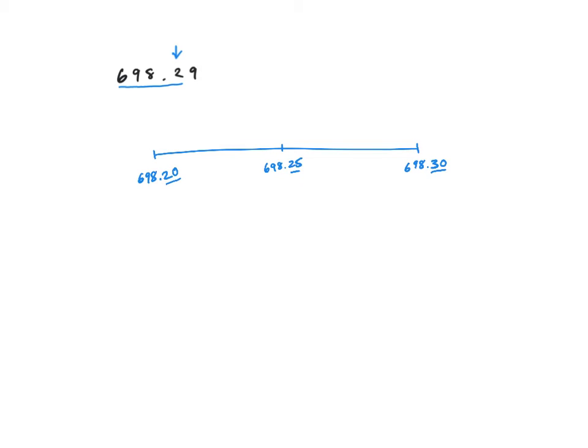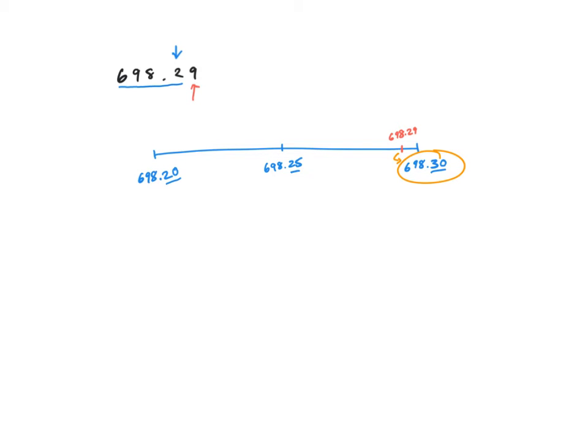My number, though, has a 9 right here in the hundredths place. I have 29 hundredths as well as the 698 wholes. So that would end up being somewhere way over here, which means I'm going to round all the way up here to 698 and 30 hundredths or 698 and 3 tenths.